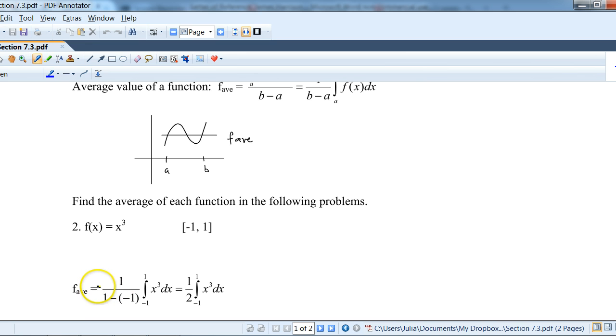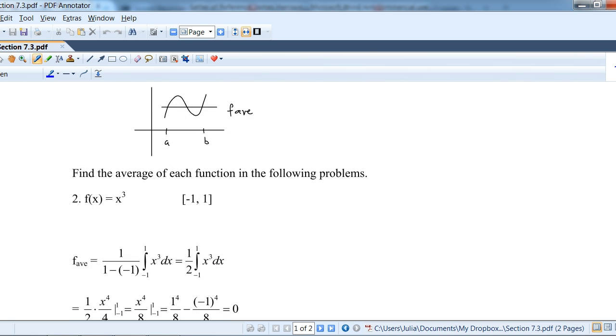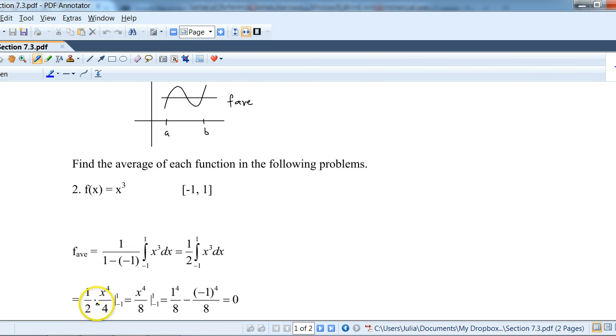So how do we set this up? Average value of a function is 1 over 1 minus -1. These are the endpoints of the interval, times the integral from -1 to 1 of x cubed dx, which basically becomes 1/2 of the integral. And then we can evaluate it. So it would be 1/2 times the antiderivative of x cubed, which is x to the 4 over 4, from -1 to 1, which you can multiply. It becomes x to the 4 over 8 from -1 to 1.